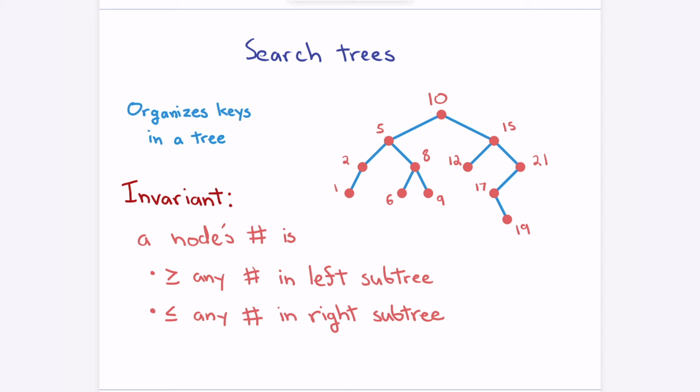Okay. Next thing, search trees. You guys also did this in your data structures class, right? So we're just going to do search trees. The only rule is the keys on the left are smaller, the keys on the right are bigger.